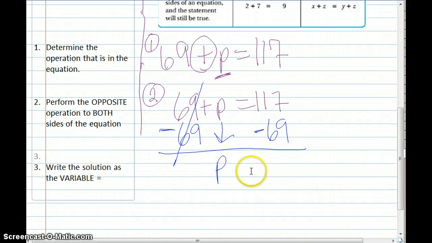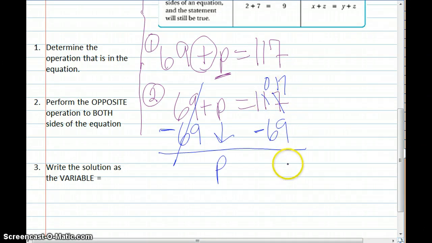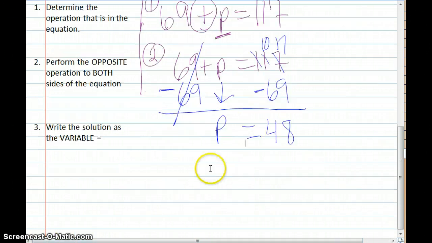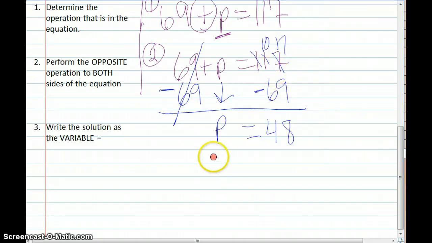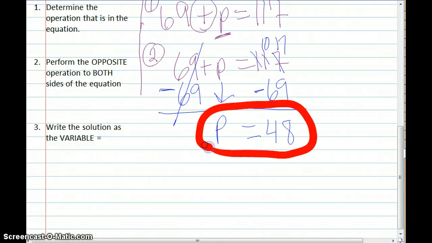I'm going to have that p all by itself. Then I'm going to ask myself, 117 minus 69. This is at the point where you could just punch it in the calculator or do the math. So we get 17, make that one a 0. 17 minus 9 is 8. Borrow again, I get 10 minus 6 is 4. So I have p equals 48. Then you must write your solution as p equals 48. You cannot just write 48 because that wouldn't be the answer. We needed to know what the p equals.